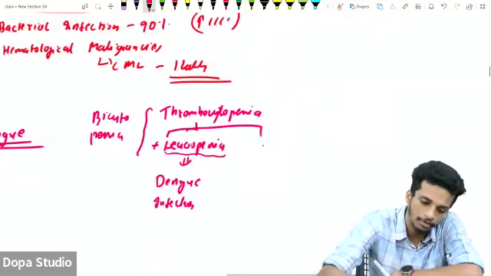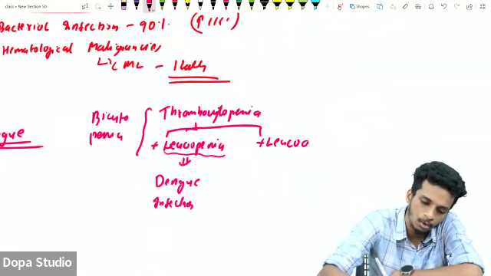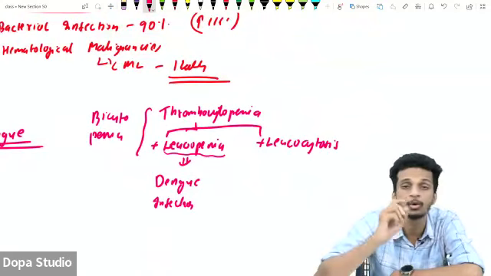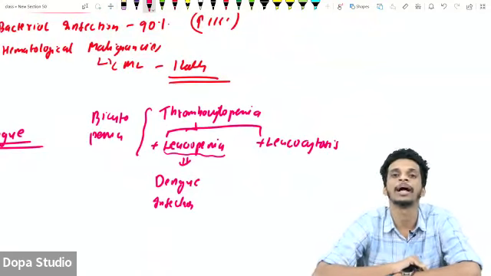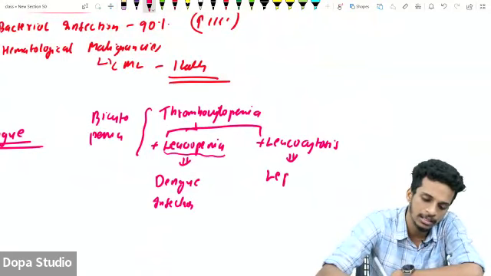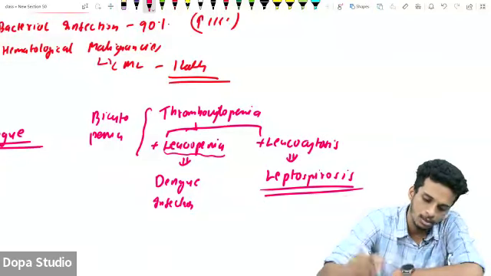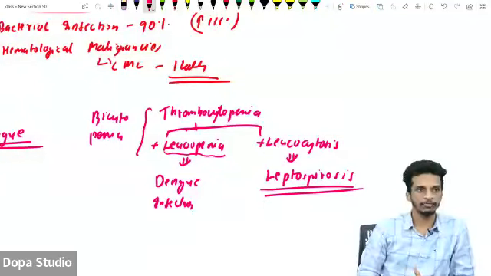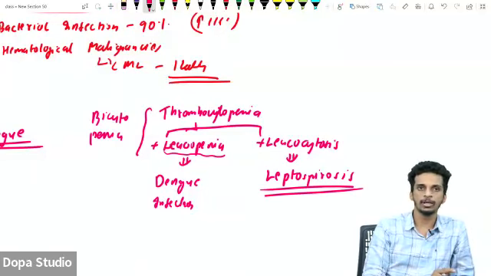Now, if I have thrombocytopenia plus leukocytosis, I have told you leukocytosis occurs with bacterial infections. So thrombocytopenia plus leukocytosis is classically seen in leptospirosis. This is important. So whenever I am suspecting an infection and I see thrombocytopenia, I will immediately look at the WBC count.